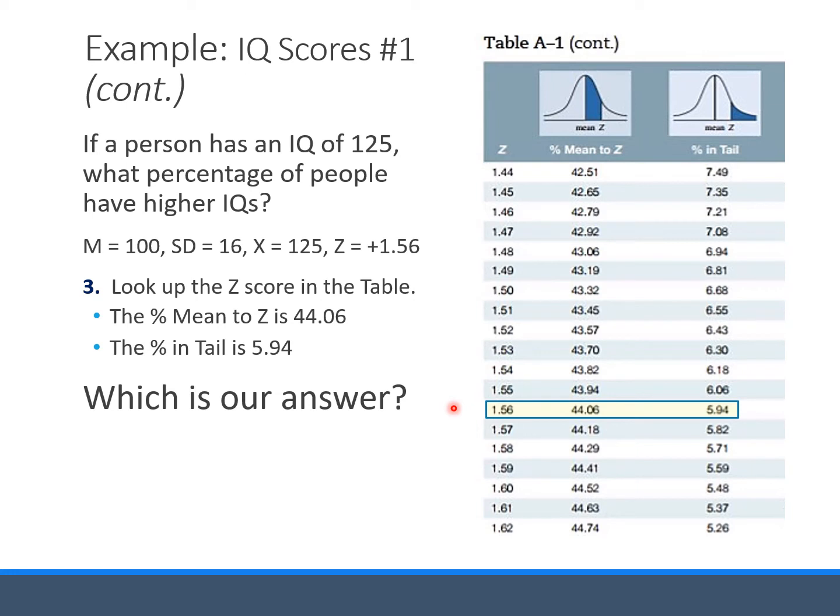And we see two pieces of information. We see the percent of the mean to the z, that's under here. So we see this first part, and we're picturing our normal curve, and we see the percent from the mean to our z-score of 1.56 is 44.06. And we see the percent that is in the tail, 5.94. So, which one is our answer?